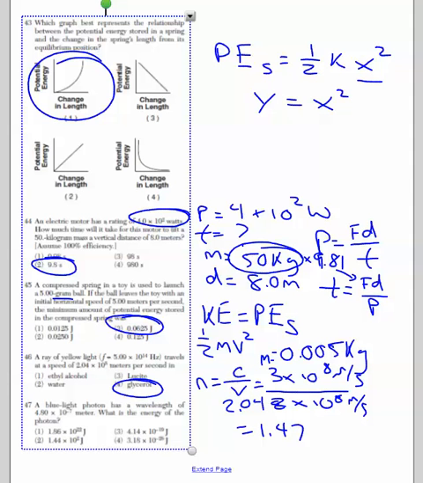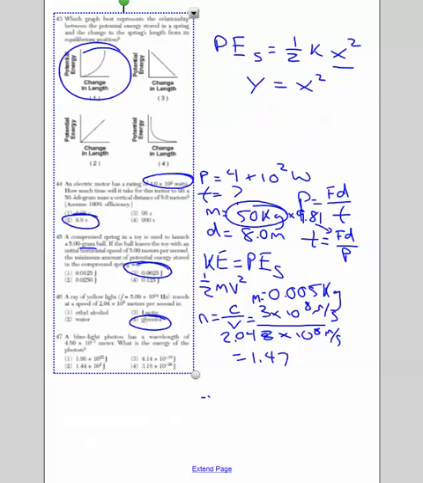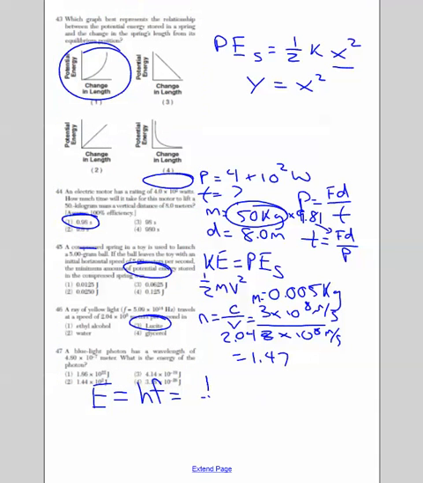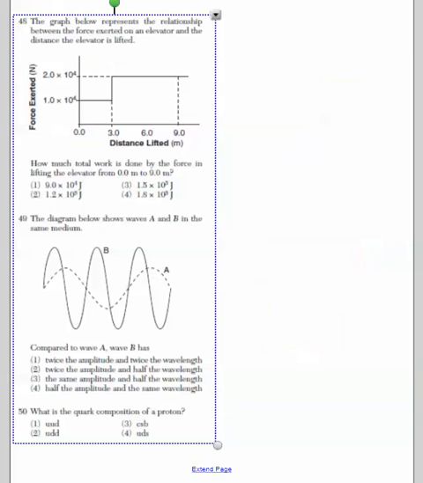The last one here, extend the page for just a moment. We're looking for the energy of a photon, so we know that E equals hf, which is equal to hc over lambda. And I'm going to use the second one that I just listed down here because I'm given the wavelength of 4.8 times 10 to the minus 7. Plug and chug, you get an answer of 4.14 times 10 to the minus 19.